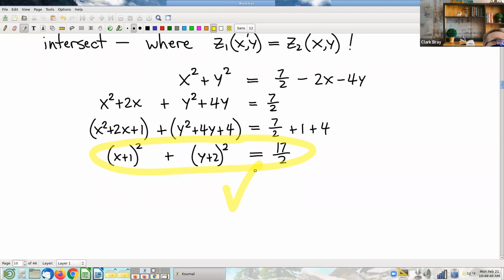How we doing? Everybody good? Everybody remember how to complete the square? This process here. I think certainly when I was in high school, it was underappreciated. Anyway, I hope everybody's good with that. Okay.